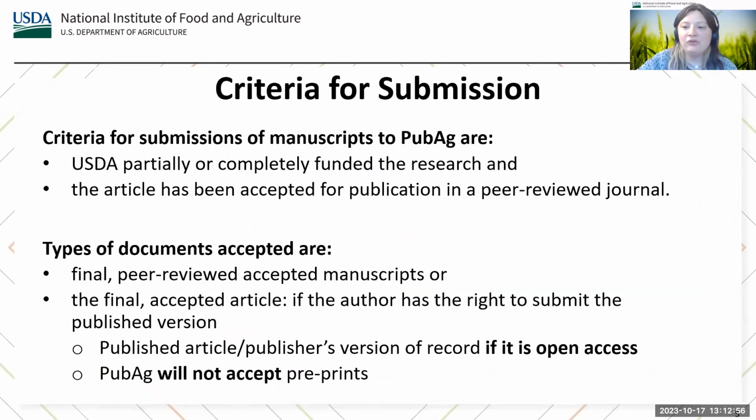There is specific criteria that needs to be met in order to submit to PubAg. The research was partially or completely USDA funded, and the article has been accepted for publication in a peer-reviewed journal. The types of documents accepted are final peer-reviewed accepted manuscripts or the final accepted article if the author has the right to submit the published version, meaning it is open access. PubAg will not accept preprints.